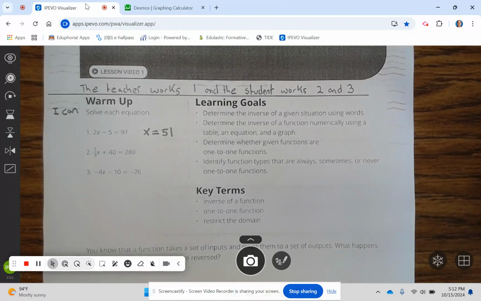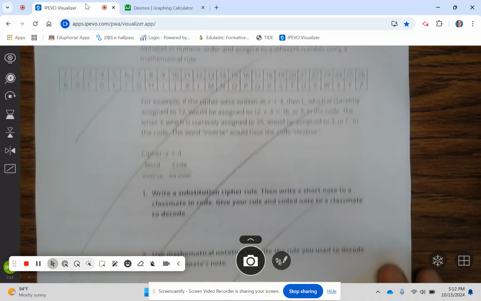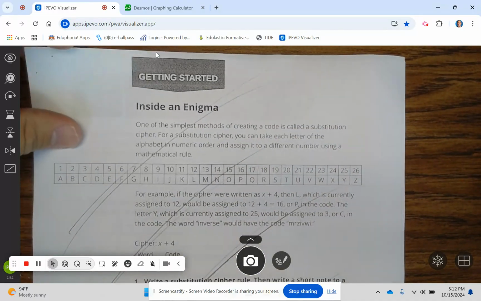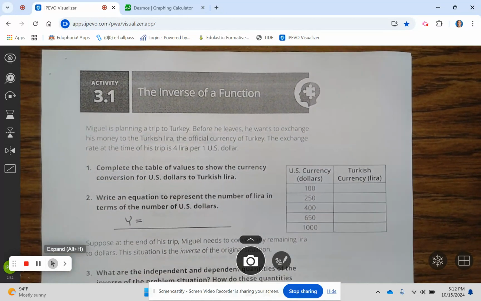Okay. Go ahead and work 2 and 3 on your own. Let's take a look at the next page. Go ahead and mark out this page. All right, let's take a look at the next page.